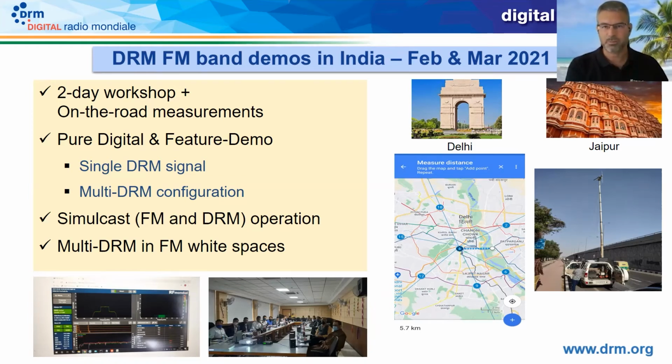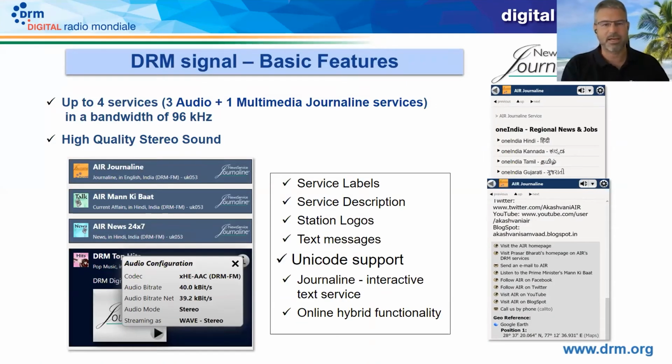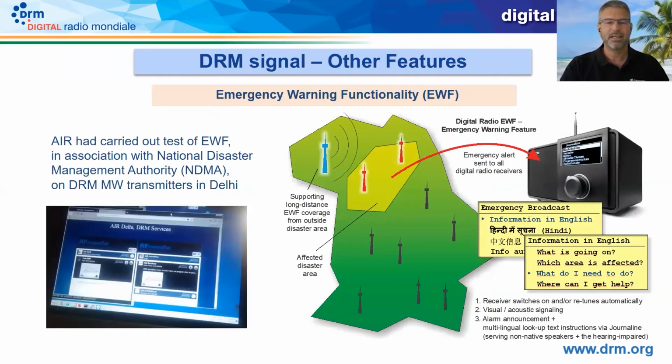We showed simulcast operation along with analog, feeding DRM in the white spaces in between existing analog stations, and using those additional high capacity multi-DRM configurations. Some of the examples of the content that were put on air are shown here: advanced Journaline, Unicode, surround sound information, all of that was presented.